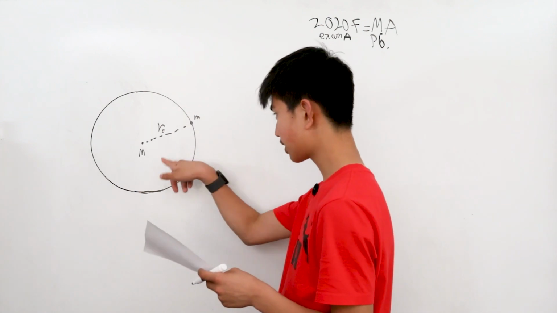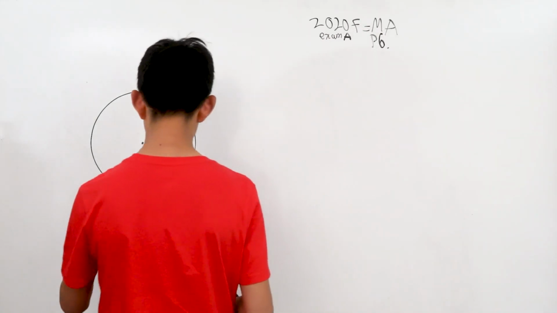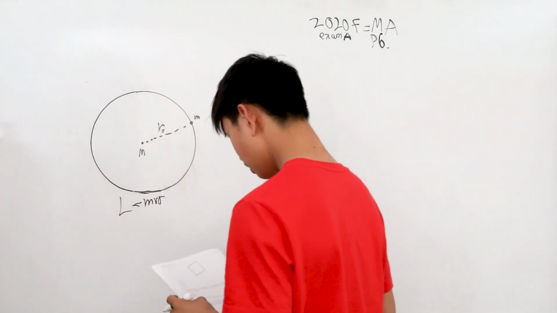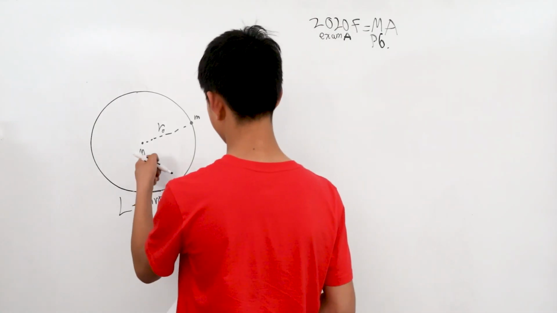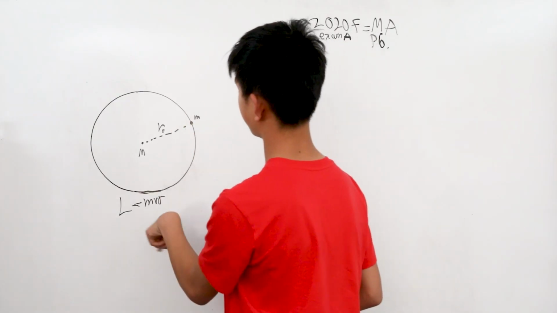So for this case, we can set an equation. We know that L is equal to mvr. And for circular orbits, we can call this the star capital M and the planet little m, and the circle shows the orbit.